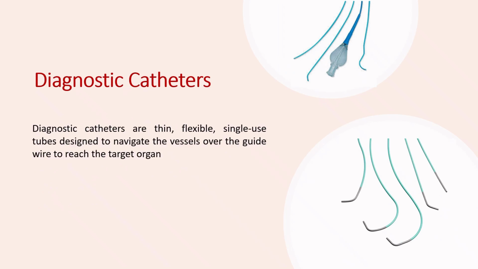Regarding the diagnostic catheters, we've got many catheters. They can be the usual catheters or microcatheters with different shapes according to the tip. As I mentioned, the tip of the catheter determines its shape. It can be Simmons, vertebral, or Cobra, and these are all used under fluoroscopic guidance to navigate through the vessels to reach the target organ.